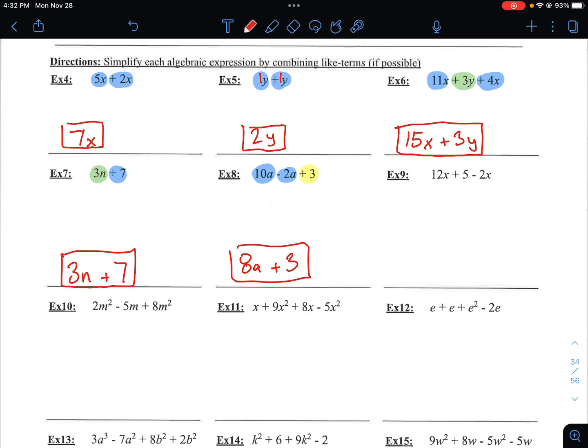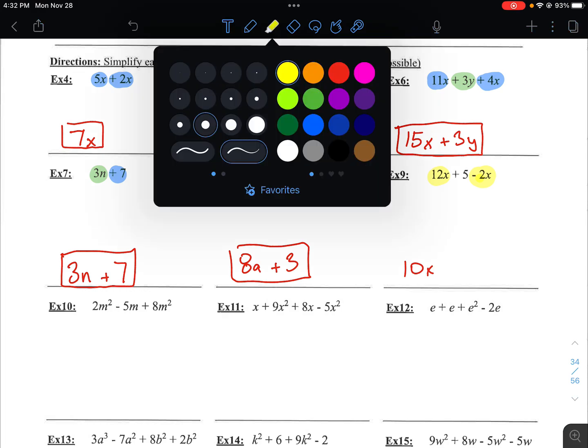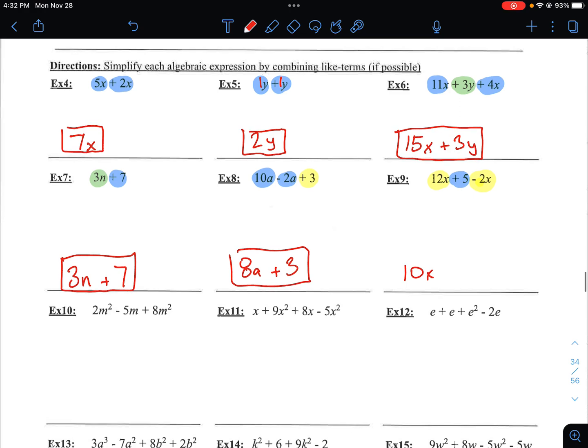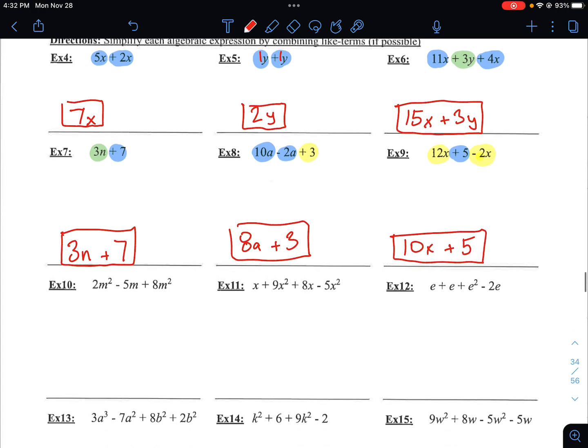Take a look at number 9. We have 12x. Any other x terms? Ooh, we do have an x term. It's minus 2x. No other x terms. So 12x minus 2x, that is like 10x, or 10 x-rays. Let's take our highlighter again. We have plus 5. Oh, plus 5 is just by itself, so it's 10x plus 5. And that's our answer. And that's what happens when we simplify.